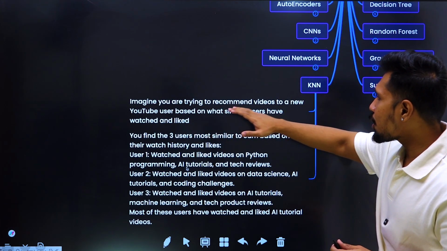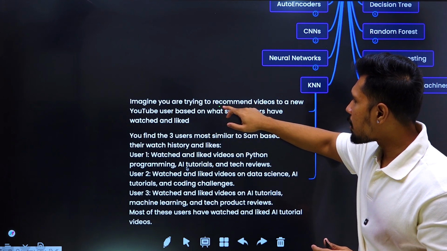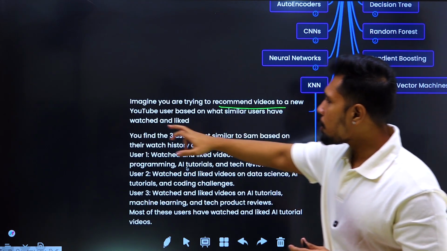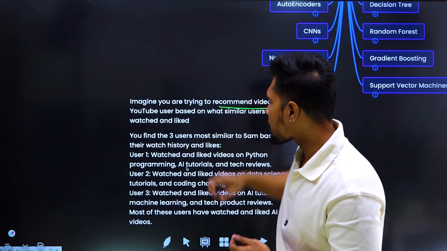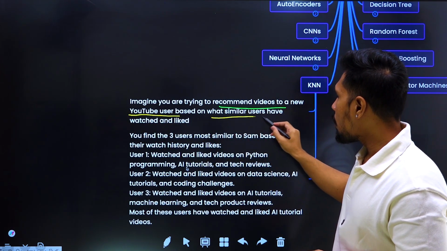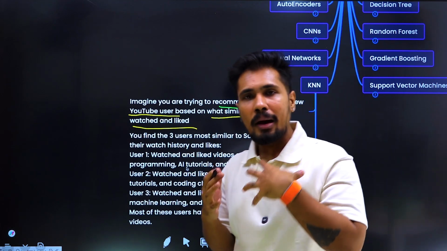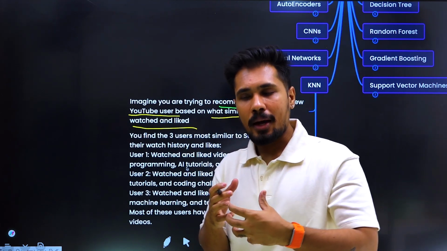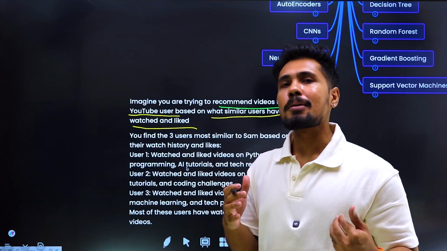Imagine you are trying to recommend videos to a new YouTube user. We all use YouTube. For example, I'm a new YouTube user, and it needs to recommend videos to me. So how exactly can it recommend new videos? Based on what similar users have watched and liked. Based on my background, it's going to pick a similar audience, and based on that, it's going to recommend content to me.